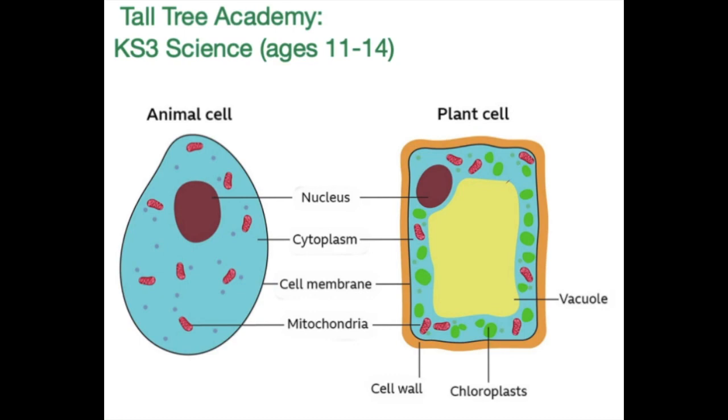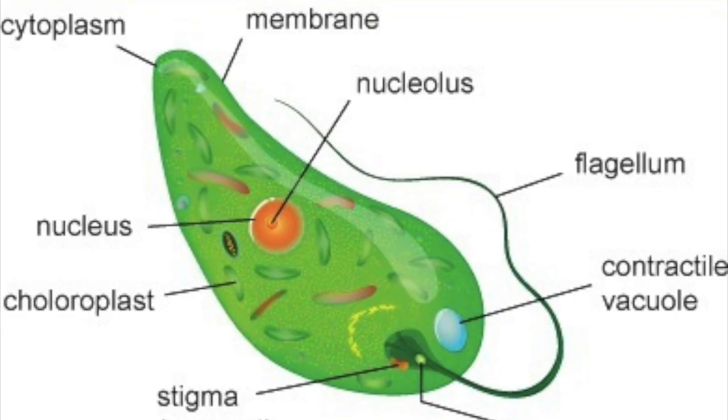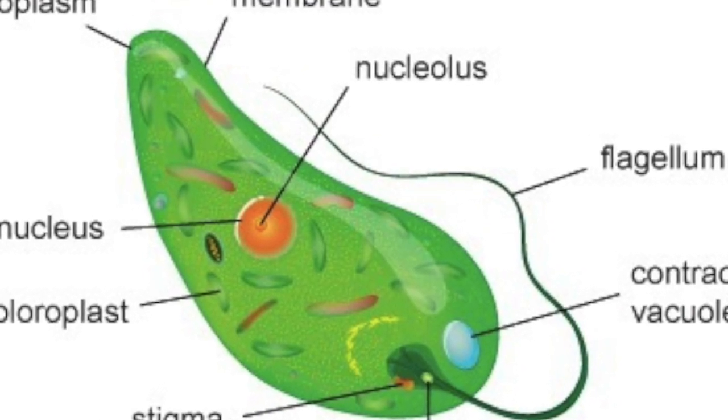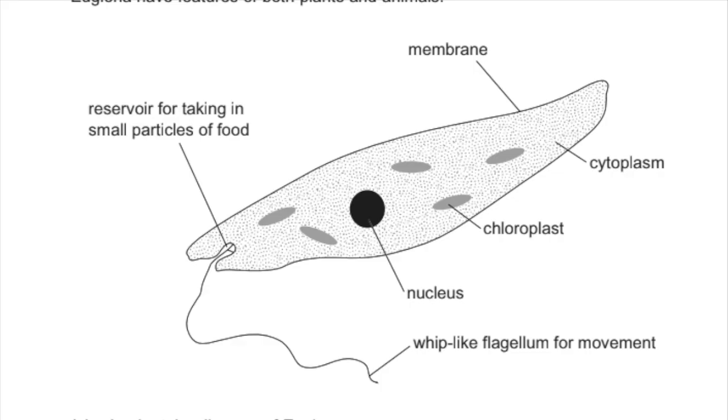There are, however, some organisms that are unicellular, so they only contain one cell. An example of that is a euglena. Euglena live in the water and they have a tail-like structure called a flagellum, which helps them to swim, and they have an adaptation to help them survive in their environment. So for a Euglena, it's the tail.